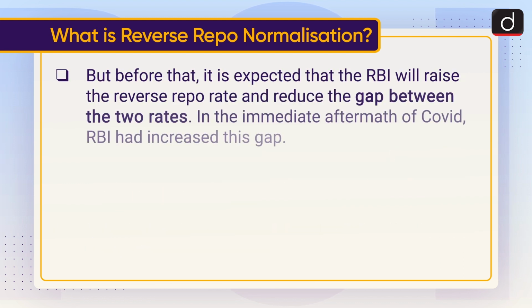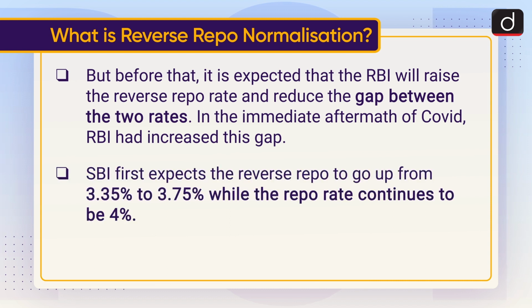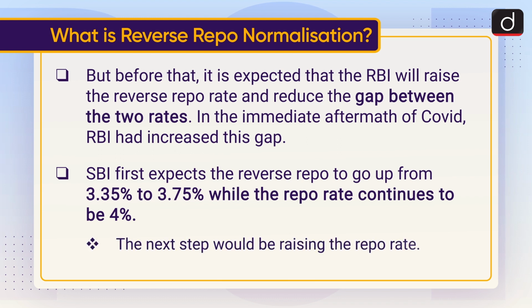But before that, it is expected that the RBI will raise the reverse repo rate and reduce the gap between the two rates. In the immediate aftermath of COVID, the RBI had increased this gap. SBI first expects the reverse repo to go up from 3.35% to 3.75%, while the repo rate continues to be 4%. The next step would be raising the repo rate.